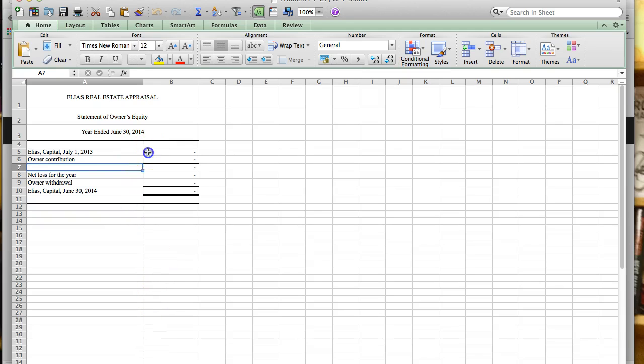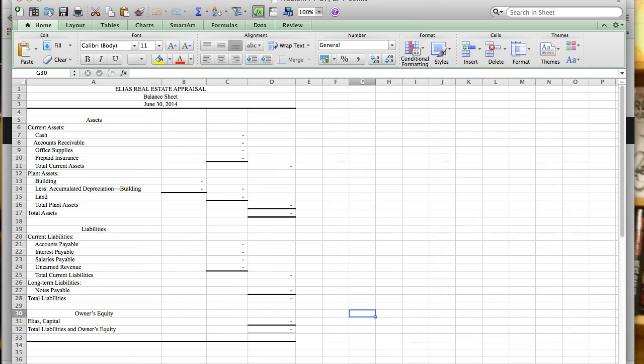Now, we want to start with the capital as of July 1, 2013. And that's the capital that's listed on the adjusted trial balance. So you simply put in that particular information. Then any contributions you're going to be putting in here. You're going to put a net loss for the year that's going to come from the previous requirement 1, the income statement, and then any withdrawals that are noted in the adjusted trial balance. And then that's going to bring you to an ending capital for the year, June 30th, 2014. The next requirement is to build your balance sheet.